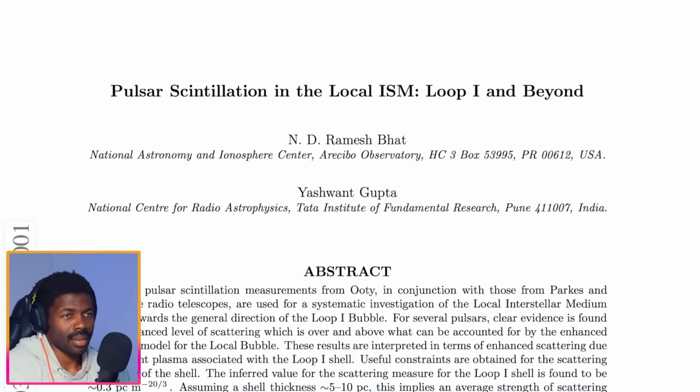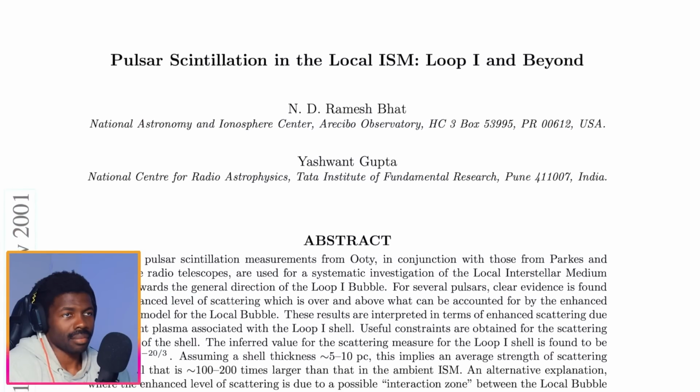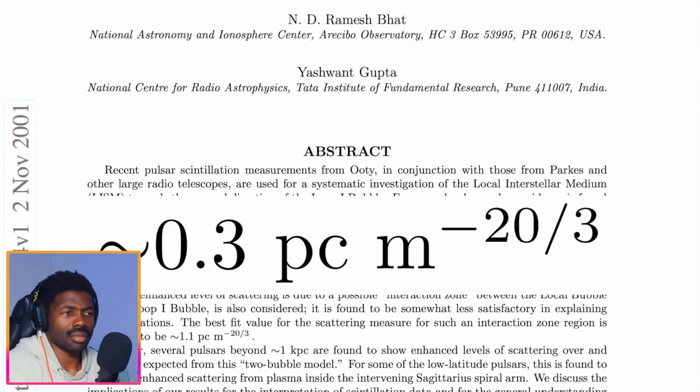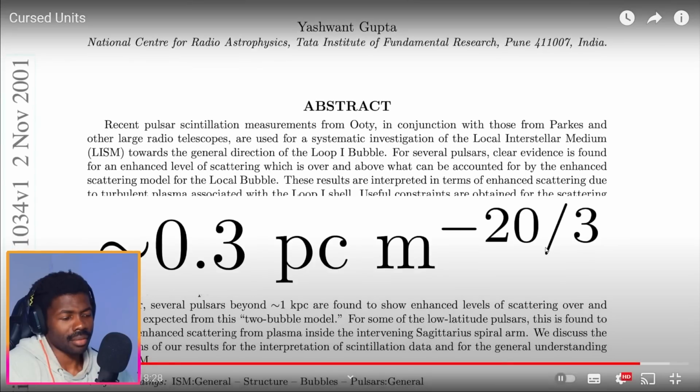I have seen other strange exponents on units. While doing research for this video, I found a paper on pulsar scintillation, whatever that is, which involves something called a scattering measure, measured in units of parsecs times meters to the minus 20 on 3.